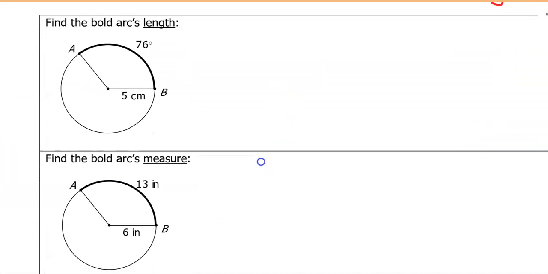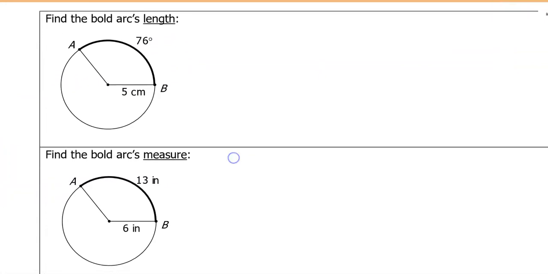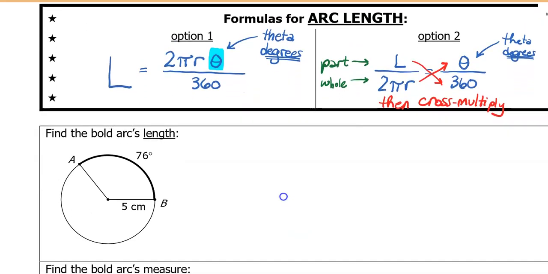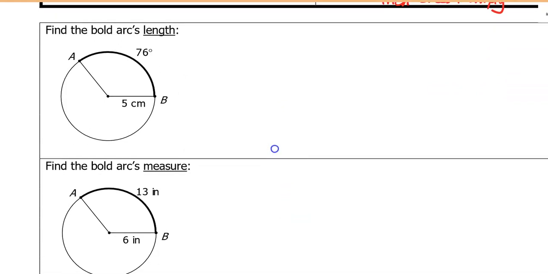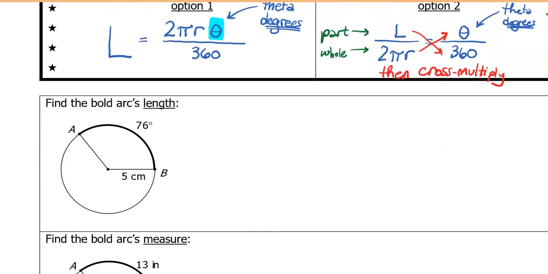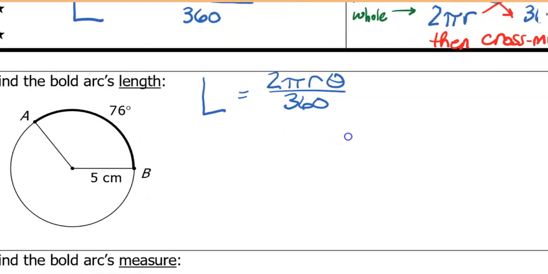Okay. So then just some examples down here. I'm going to do one with the first version of the formula. I'll do the second with the other version, and then the third I'll let you pick. So find the bold arc's length. As I said earlier, probably the best advice I can give here is to start just by copying the formula with all the letters in it, or all the variables in it, and then start plugging stuff in.